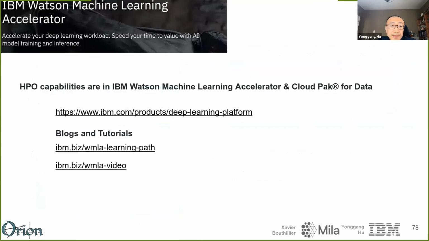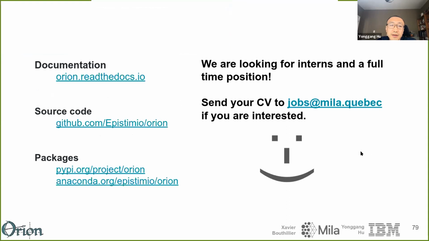Next chart. Some of the HPO capability is also available through IBM products, IBM Watson Machine Learning Accelerator, and the Cloud Pak for Data. There are tutorials and blogs. There's a link available. And then next chart, the source code and the documentation are all available online for Orion.